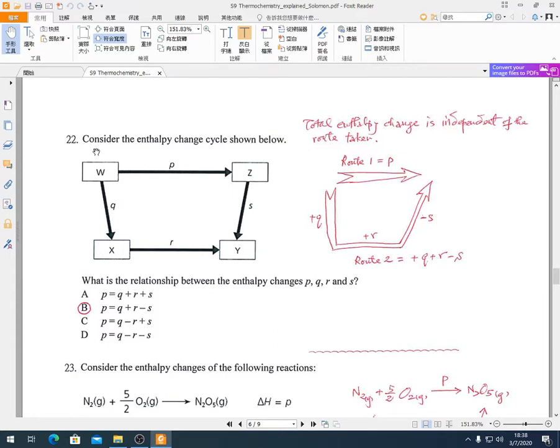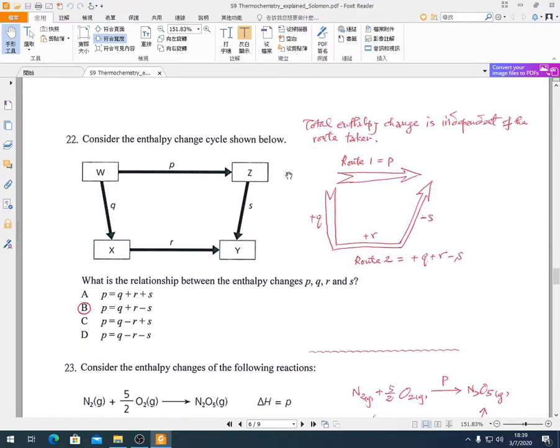Okay, so we have discussed this number 22. W becomes Z is P. Then you can do another way. We go to X by Q, and then go to Y by a change of R, and then from Y to Z you reverse the reaction. You have minus S, so you have P equal to Q plus R minus S. This is what we have done in part 1.